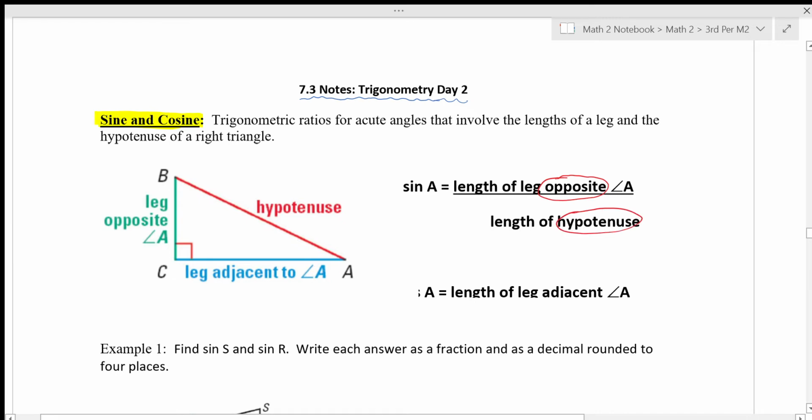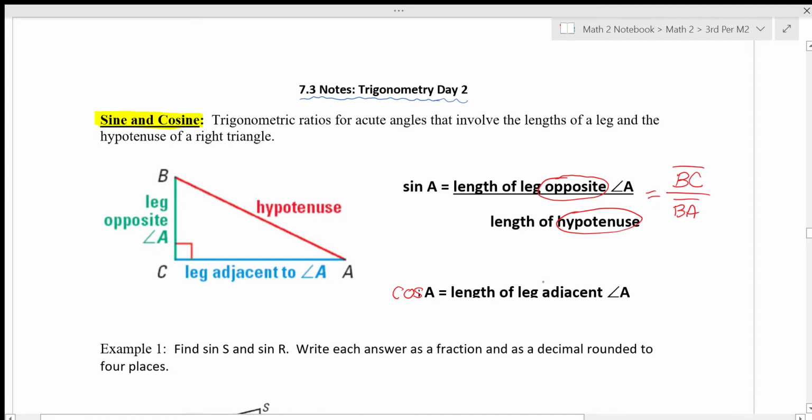So for angle A here, if we wanted to do the length of the opposite over hypotenuse, then the opposite of angle A would be side BC, and the hypotenuse would be BA. So we would put BC over BA, and that would give us the sine of A. Even though it's written sin, you guys, it's pronounced sine.